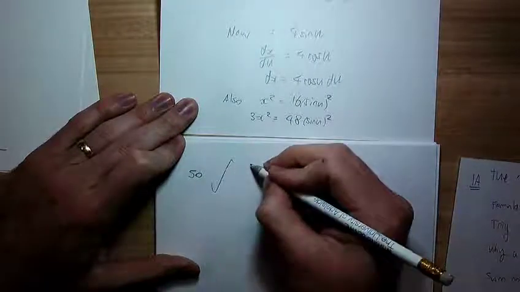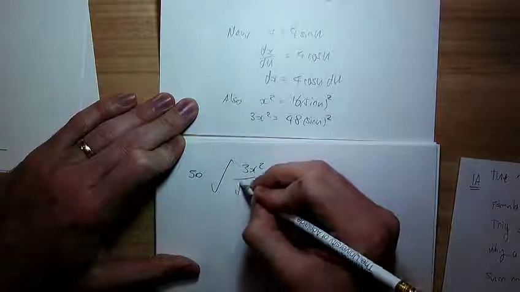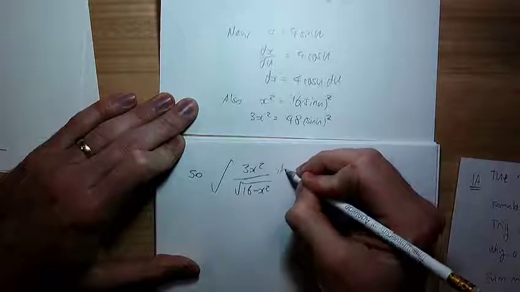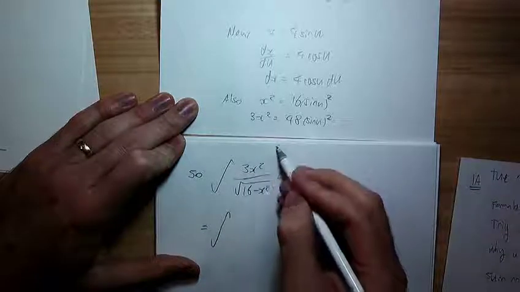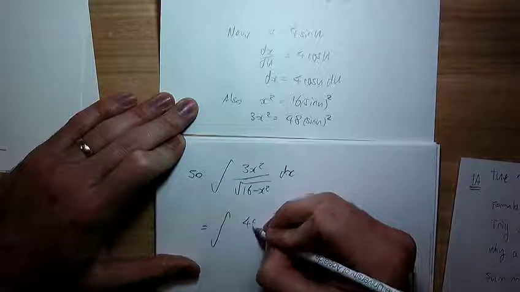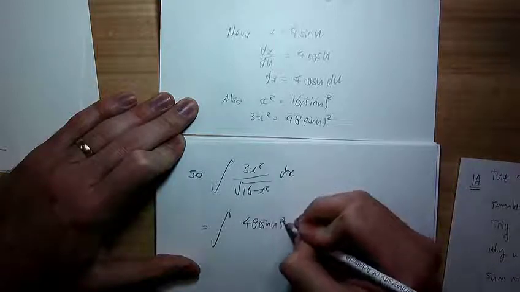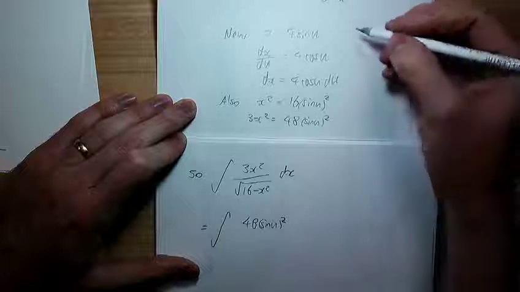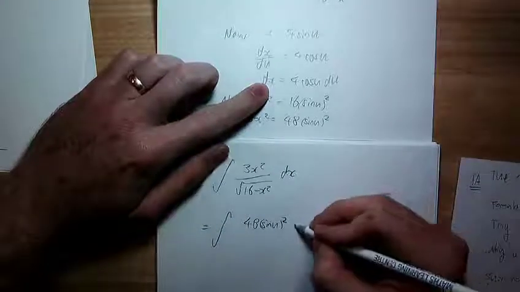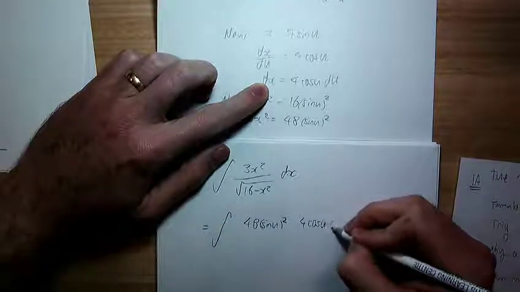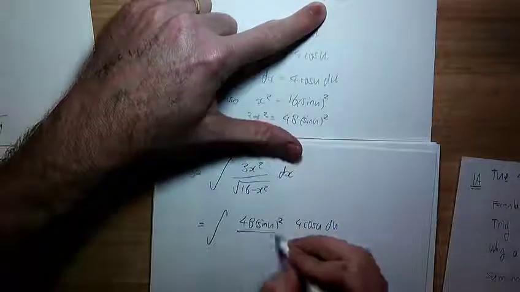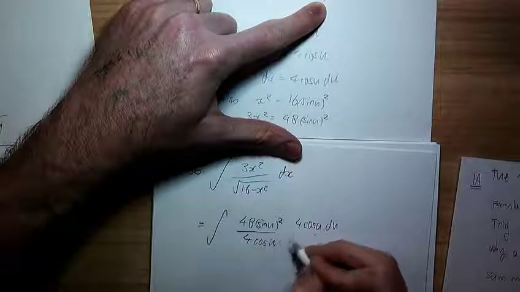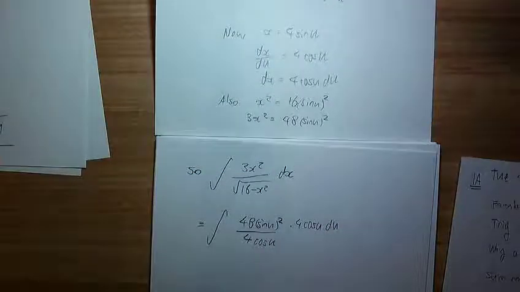So the integral of 3x squared over root 16 minus x squared dx is now, so 3x squared was 48 sin u squared, and the dx was 4 cos u du, and the root 16 minus x squared was 4 cos u.